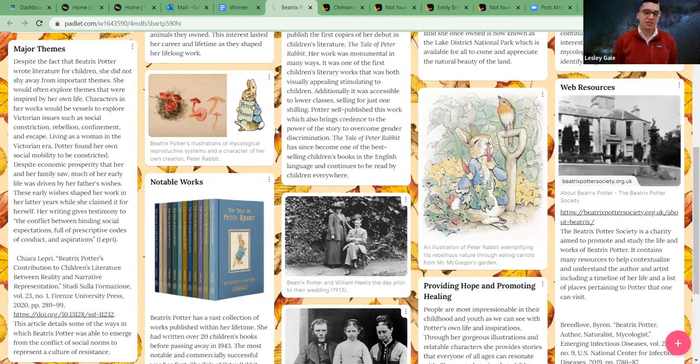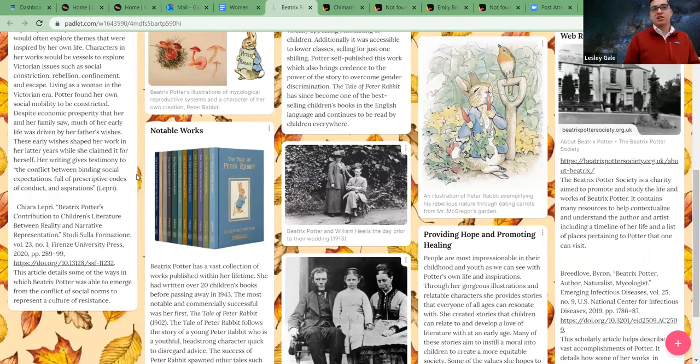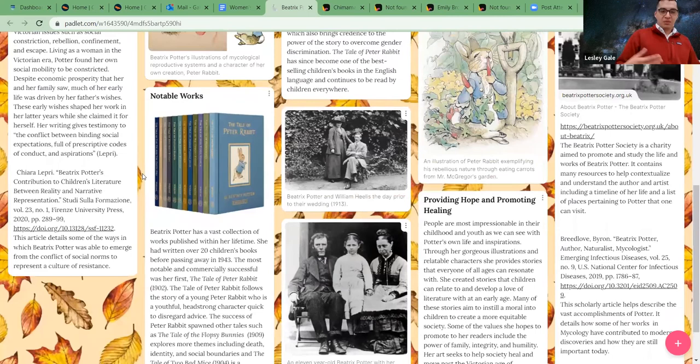She was able to self-publish, and it was also a monumental achievement for literature because she was able to combine this interest in gorgeous illustrations and captivate children's imaginations. And it was also appealing to the lower classes because they could actually afford it at the time. So she really was a groundbreaking kind of author in that sense.